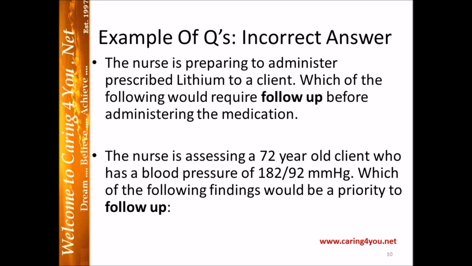Look at this example. The nurse is assessing a 72-year-old client with a blood pressure of 182/92. Which of the following findings would be a priority to follow up? The word follow up shows us that we're looking for an incorrect answer, an incorrect intervention, right? Something incorrect that will require follow-up. So that incorrect answer will be the correct answer on the NCLEX.